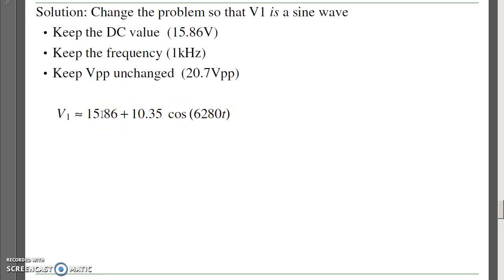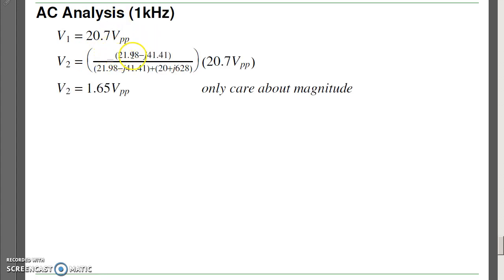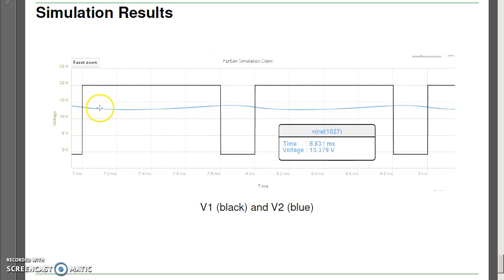Again, I'm changing the problem so that the problem is solvable, but keeping the flavor of the original problem. For this new problem, I can do the DC analysis. DC voltage is just 13.2 volts. I can do the AC analysis. It's just convert the inductor and capacitor to the impedance, solve for the input, which is now 20.7 volts peak to peak. I get the output. Put the two together. I've got a DC signal plus a little bit of ripple.